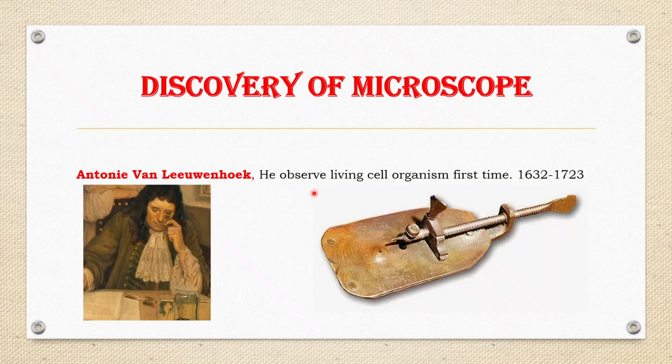As you know, cells are very small, very tiny. We can't see them with our own eyes. So Mr. Leeuwenhoek thought that there could be something that lets us see small organisms. So he discovered a simple microscope, and he was the first person who observed living cell organisms, first in the year 1632, and extended his work till 1723.